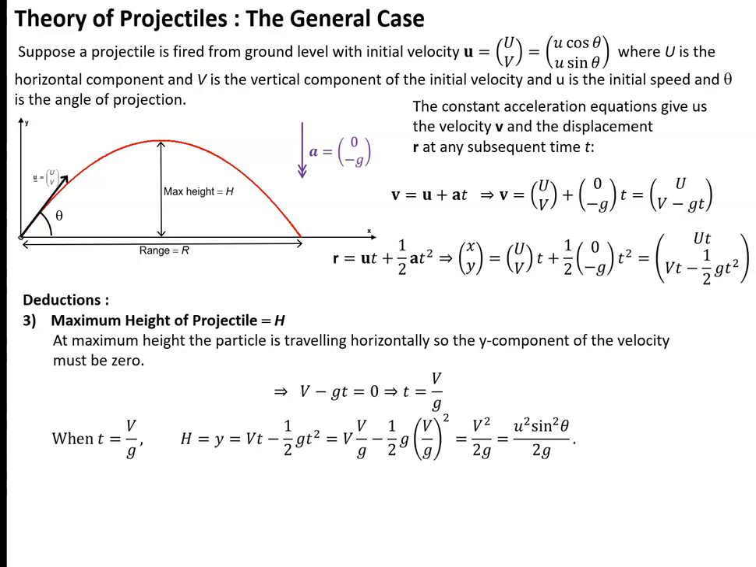So we've got the maximum height is V squared over 2g, which can be written as little u squared sine squared theta over 2g. So the maximum height is V squared over 2g, or u squared sine squared theta over 2g.